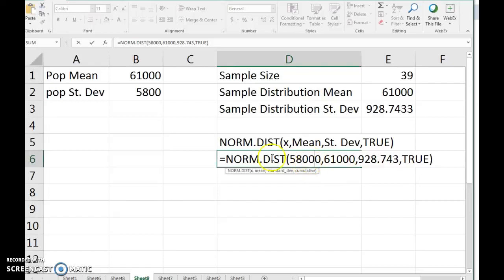And this gives you the left-hand probability. So getting a sample mean of 58,000 or anything smaller than that. So it's very unlikely.